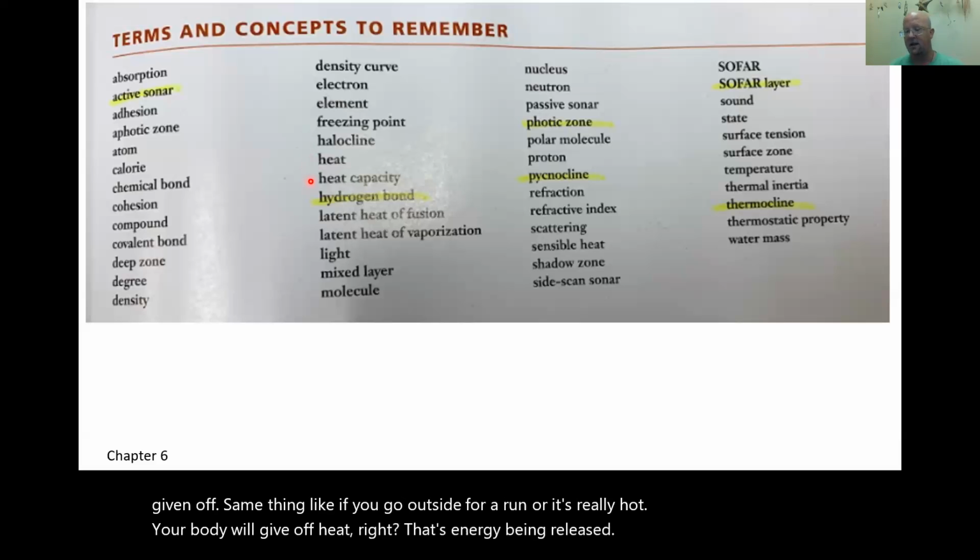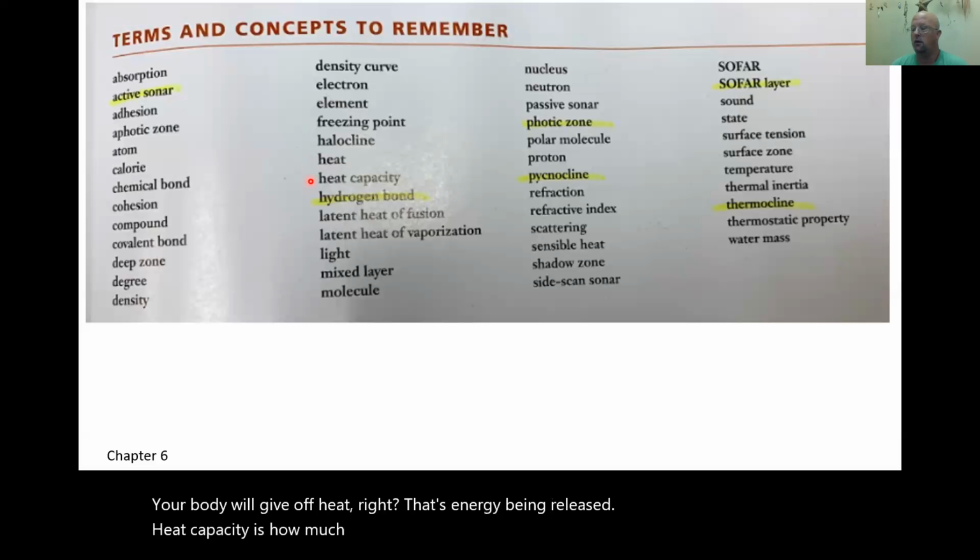Heat capacity is how much heat something can hold on to. Everything can contain a certain amount of heat.